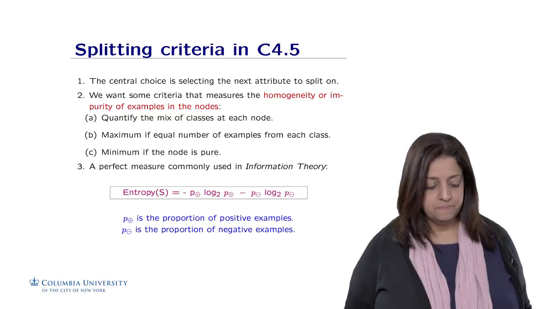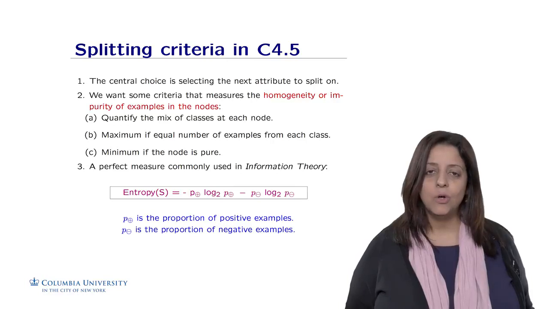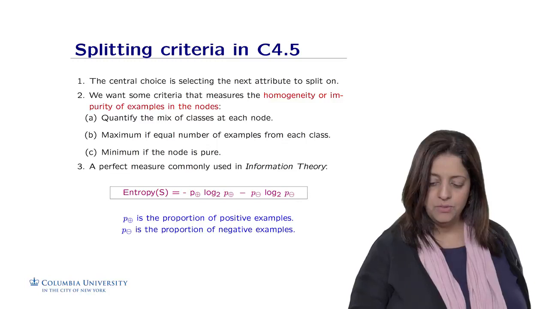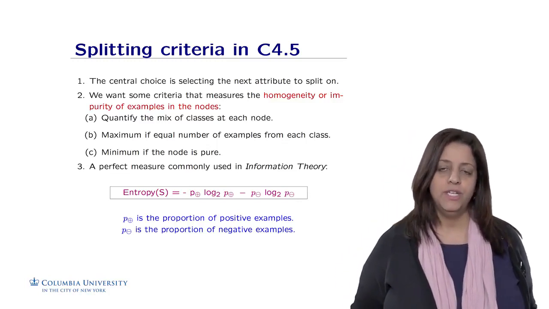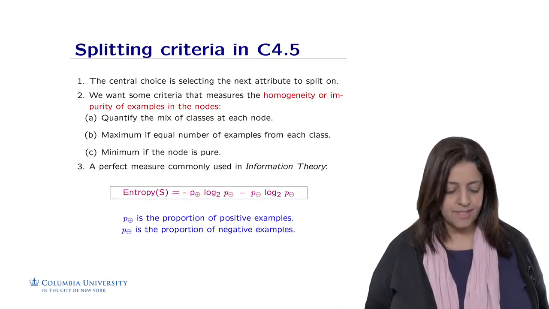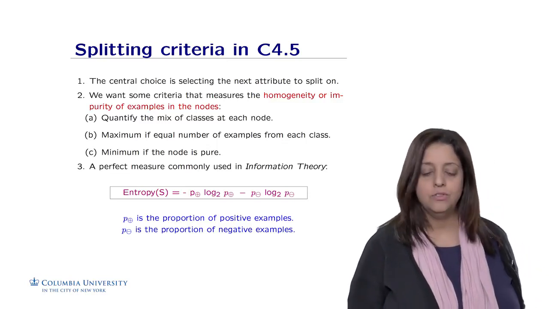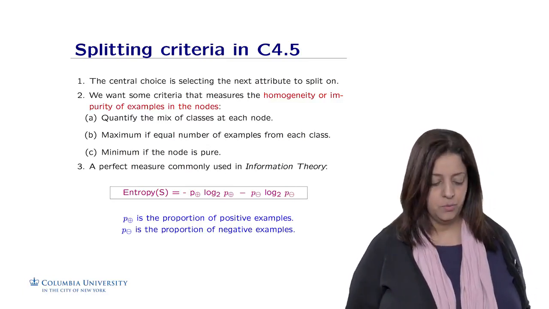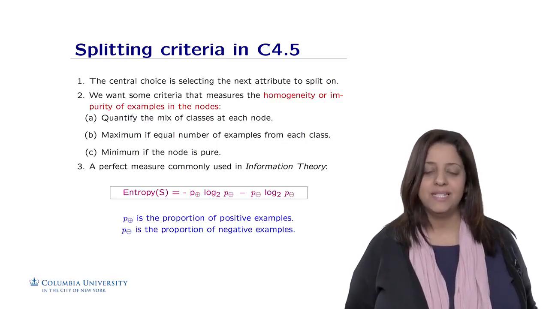A perfect measure for this kind of situation is commonly used in information theory and is called the entropy. The entropy will be measured for a node S. Given some node S, the entropy will be measured by taking into consideration the proportions of positive and negative examples in the node. So the entropy of S is defined as minus proportion of positive times log 2 of proportion of positive, minus proportion of negative times log 2 of proportion of negative in the node. This measure will tell me what is the mix in the node.